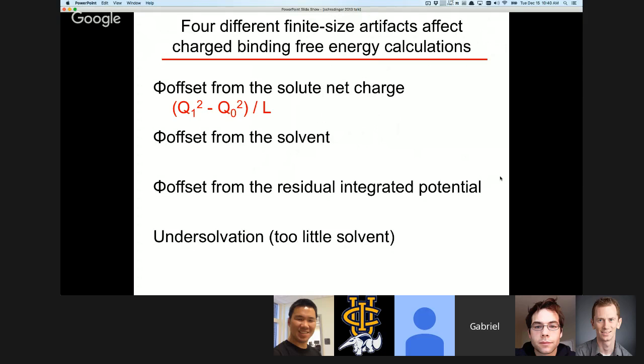So for example, the offset caused by the net charge of the solute depends on Q1, your solute's net charge, for example in the final state of your FEP calculation, and Q0, the net charge of your solute in the initial state. In this case, you have Q worth of potential also being felt by Q worth of charge. So you have an overall Q squared dependence, and it's also a function of the size of your box. L in this case would be the length of the periodic unit cell, and there's a whole bunch of constants and unit conversion things that go into the actual correction, but it's basically a function of the squared charge and the length of the box.